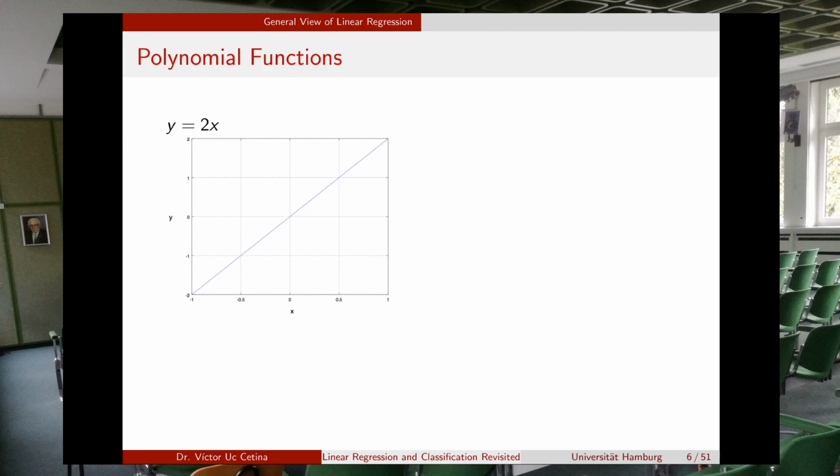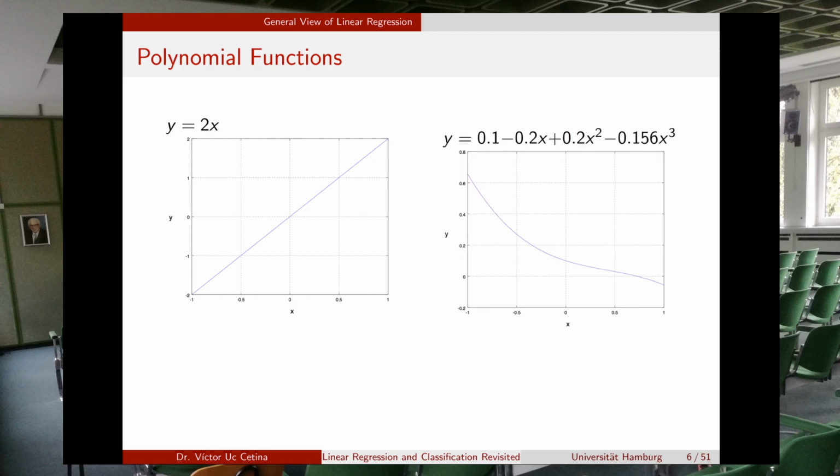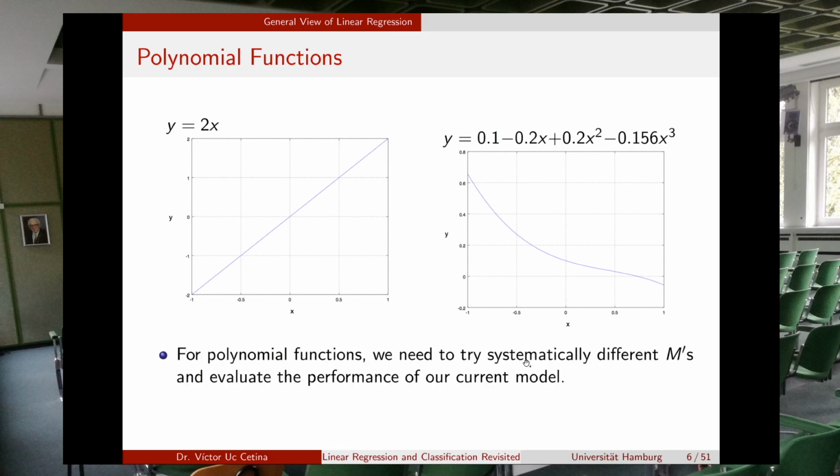Okay, we also saw that as we increase the number of terms in the polynomial, we give it more flexibility, or we create a more complex model, and more complex models can learn more difficult patterns. So at some point it is good to be able to implement more complex models. For polynomial functions, we need to try systematically different degrees of the polynomials, and this is exactly the same with every other model.